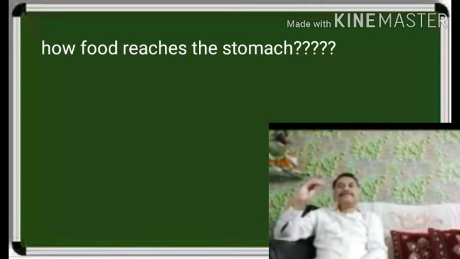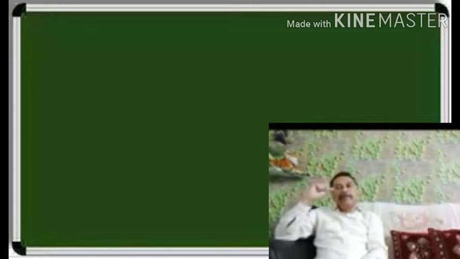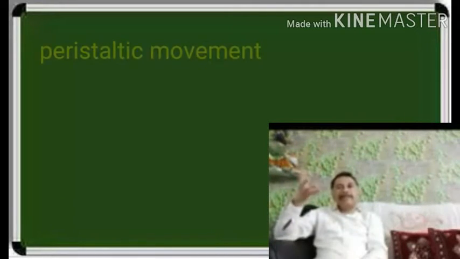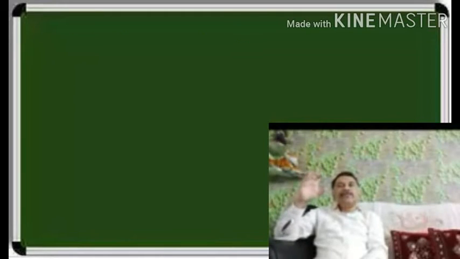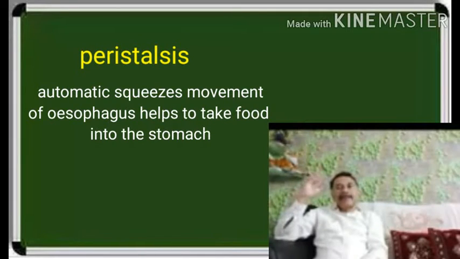Now the question is that you chew your food, you swallow it up to this, and the stomach is here. So how does the food reach the stomach? Who pushes the food through that esophagus, through that pipe? Here you should know that one special type of movement is there, called peristaltic movement, or this phenomenon is known as peristalsis. Automatic squeezing movement of the esophagus helps to take food into the stomach.